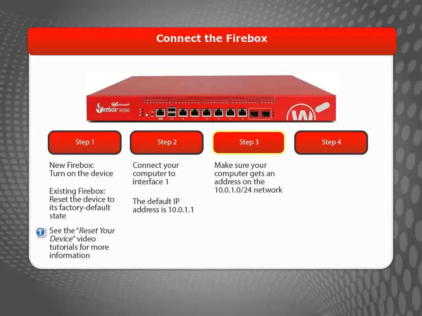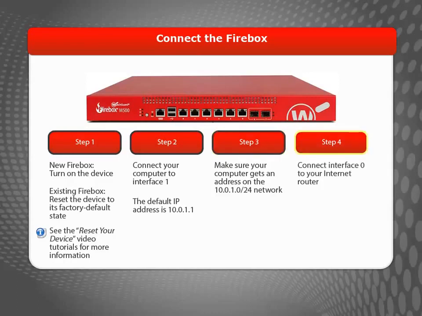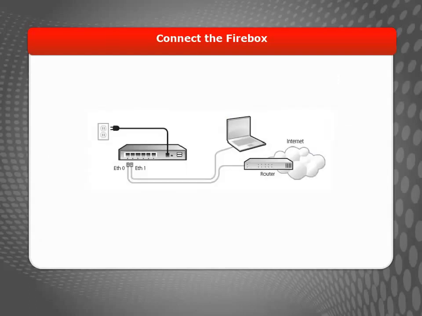After you connect your computer to Interface 1, make sure your computer gets an address on the 10.0.1.0/24 network. Connect Interface 0 to a router or network that has internet access. When you have everything connected, it should look like this.